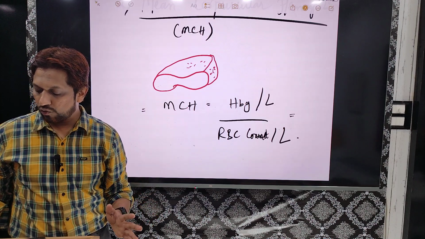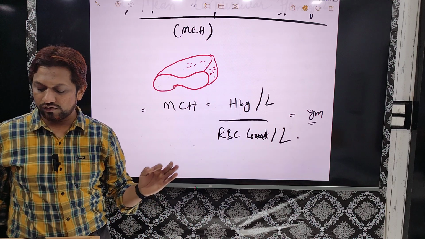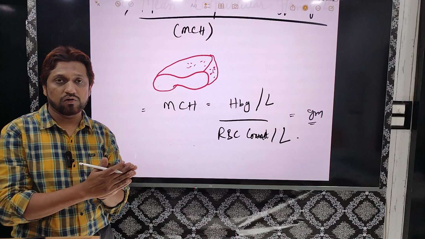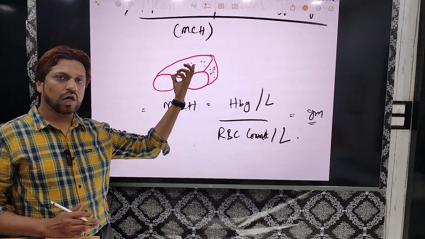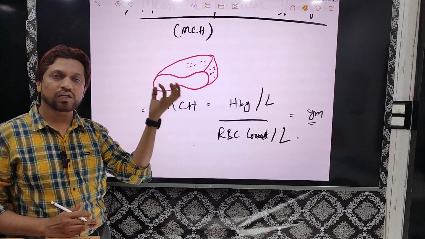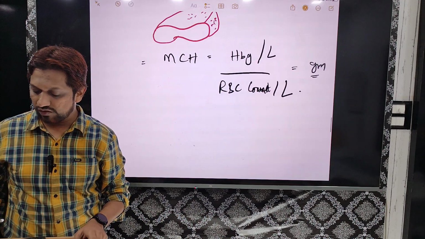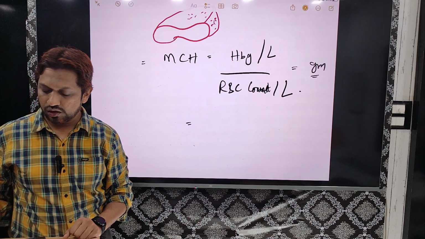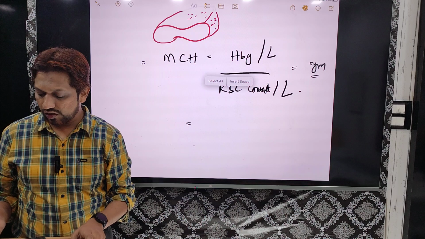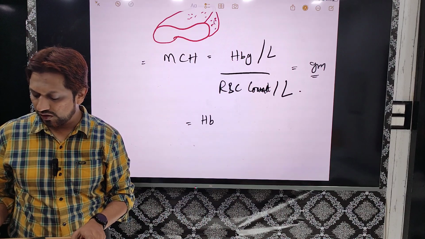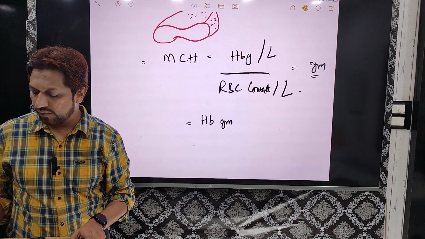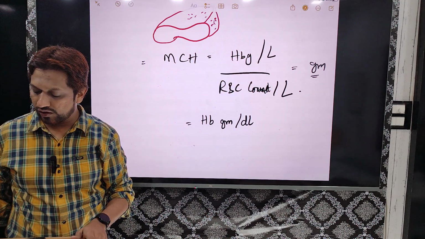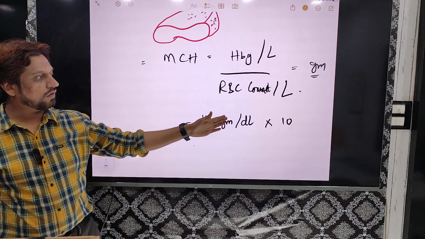Simply, whatever value we get, it is known as mean corpuscular hemoglobin. That is the average weight in a given volume of the RBC. If we consider one RBC, then how much is the weight present in that given volume of a RBC, given number of RBCs. Generally we don't count hemoglobin per liter, we count in deciliter. So hemoglobin levels, we generally count as grams per deciliter, right? So if we convert this, we have to multiply by 10. Deci means 10 raised to power minus 1.